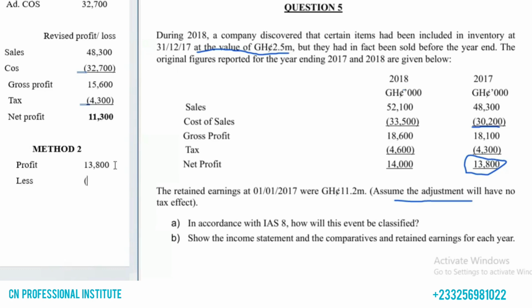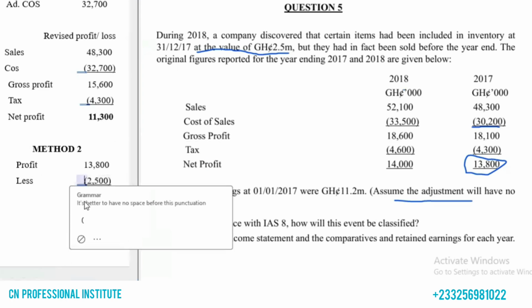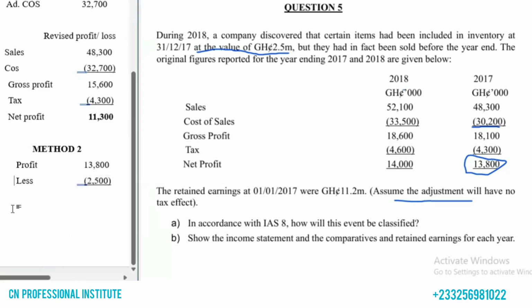How much is the error? It's 2,500,000. So when you deduct the error, okay, then this should give us the same answer, 11,300. So we have to get 11,300 as our adjusted net profit. Okay, it is 11,300. Okay, so that's all.